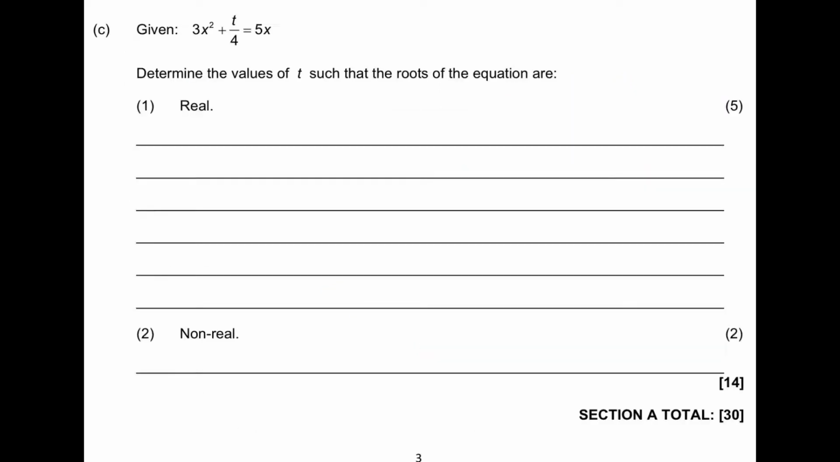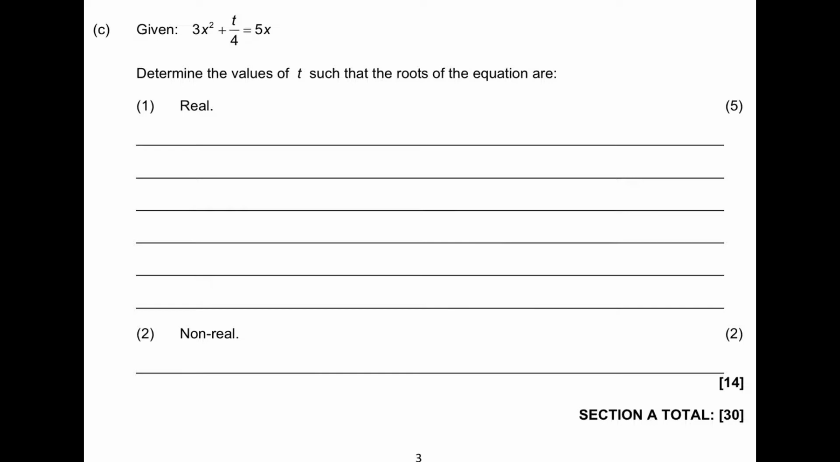Question 3c. Given 3x squared plus t over 4 is equal to 5x, determine the values of t such that the roots of the equation are real. Remember, the moment they want you to determine values that influence what the roots are going to be, we are always going to be working out delta, because our rules for delta apply to when roots will be real, non-real, rational, equal, unequal, and so on. Before we can use delta, we have to have our equation in standard form.